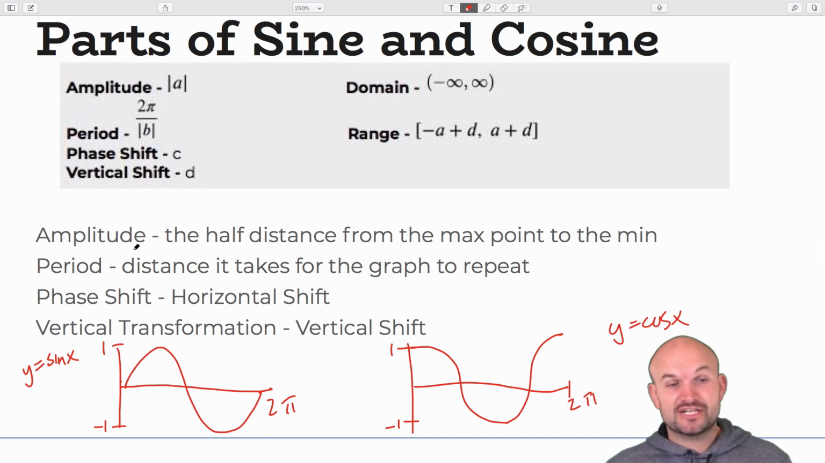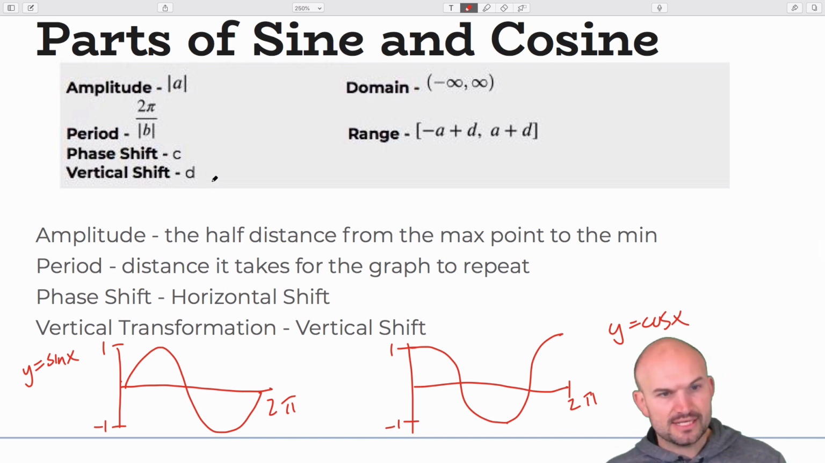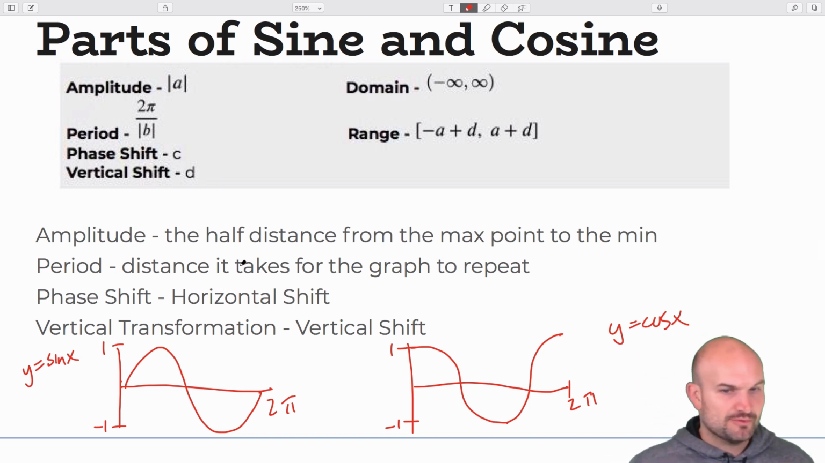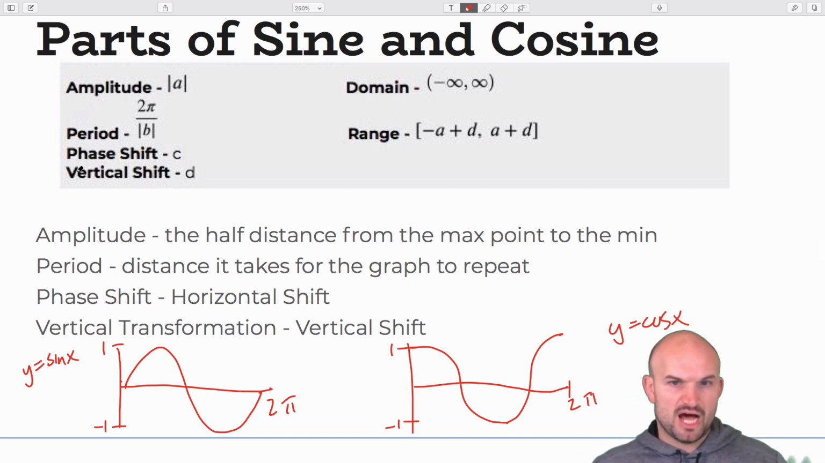The period is actually the distance it takes the graph to repeat itself. So when we have these outside operations, that was not impacting the period, but only the inside ones. So you can see that's why it's 2 pi divided by the absolute value of b. The phase shift is basically the horizontal shift, how we're shifting left and right. The vertical transformation is basically the vertical shift, how you're shifting up and down.